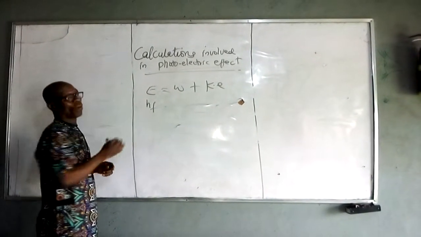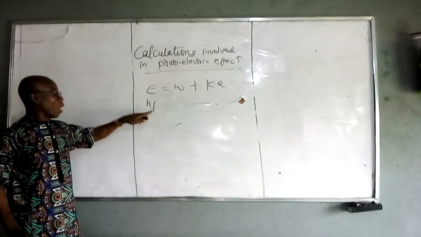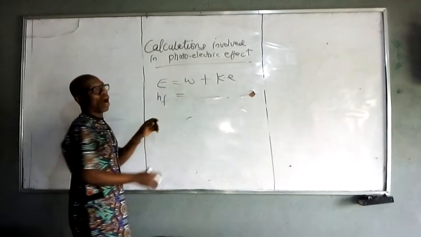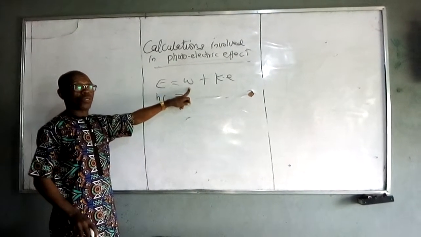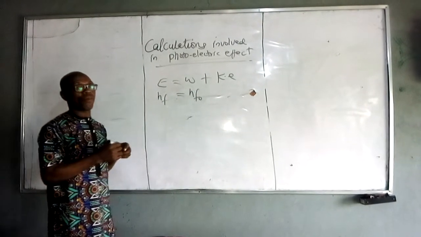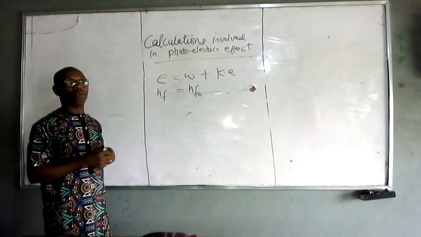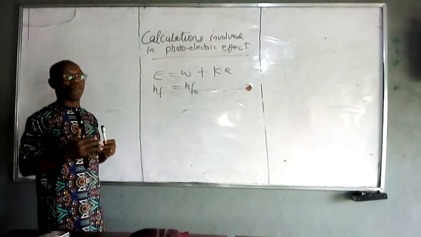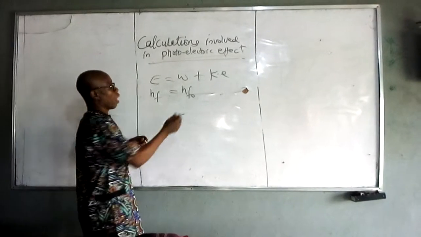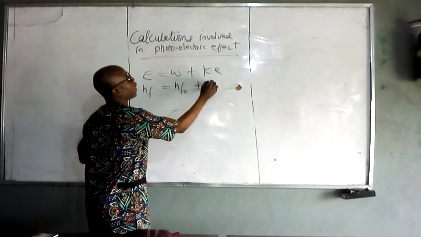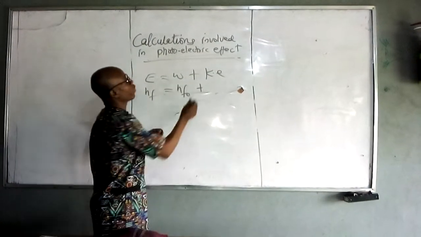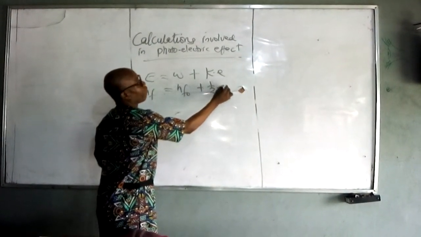the product of Planck constant h and f, the frequency of incident light, and W is the work function, which is the same thing as Planck constant times f0. f0 is the threshold frequency, which is the minimum frequency of light required to eject electrons. And Ke is the kinetic energy of photoelectrons, which is half of mv squared.